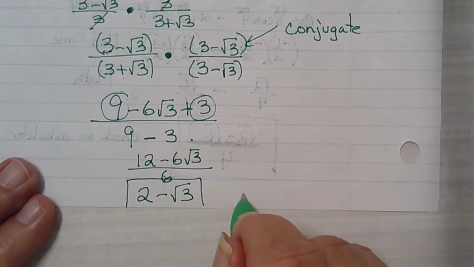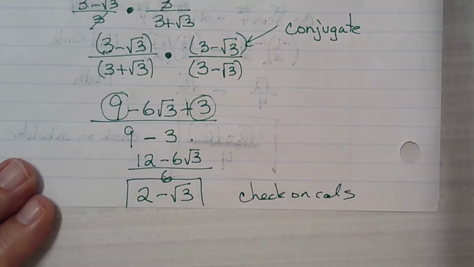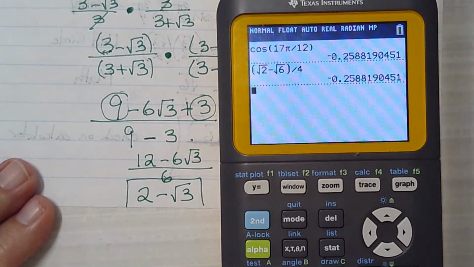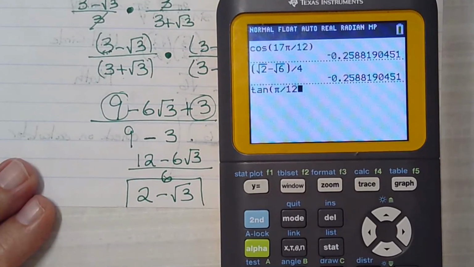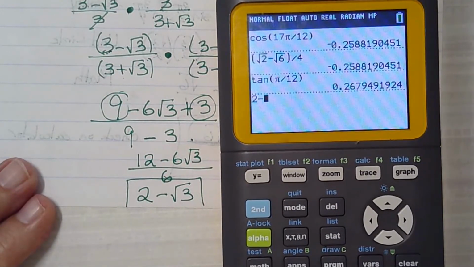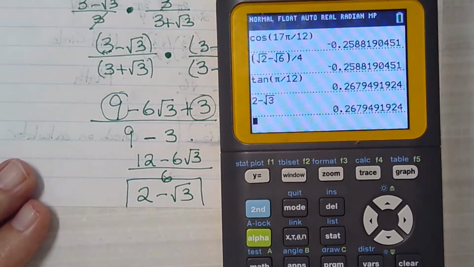And again, I can check this on the calculator. So I can do tangent of pi divided by 12. Enter. And then I can do 2 minus the square root of 3. Enter. And I can verify to myself that those answers do match.